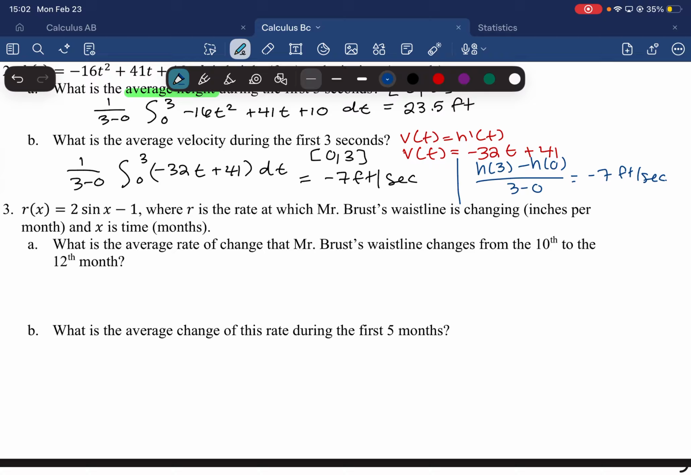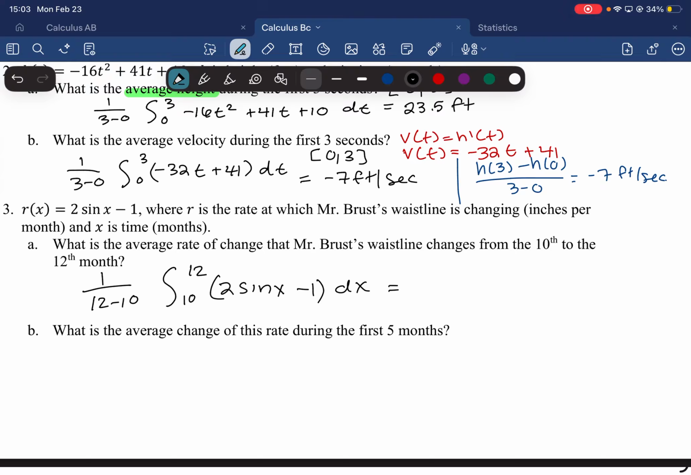So we're going to still use that same formula with the integral, and we're going to do 1 over b minus a. So this is from 10 to 12, so this is going to be 1 over 12 minus 10, integral from 10 to 12, 2 sine x minus 1 dx. Then you're going to put this on Desmos, but you need to make sure that your Desmos is in radians. Does everyone know how to check that? If it's not in radians, you're going to get a completely different answer.